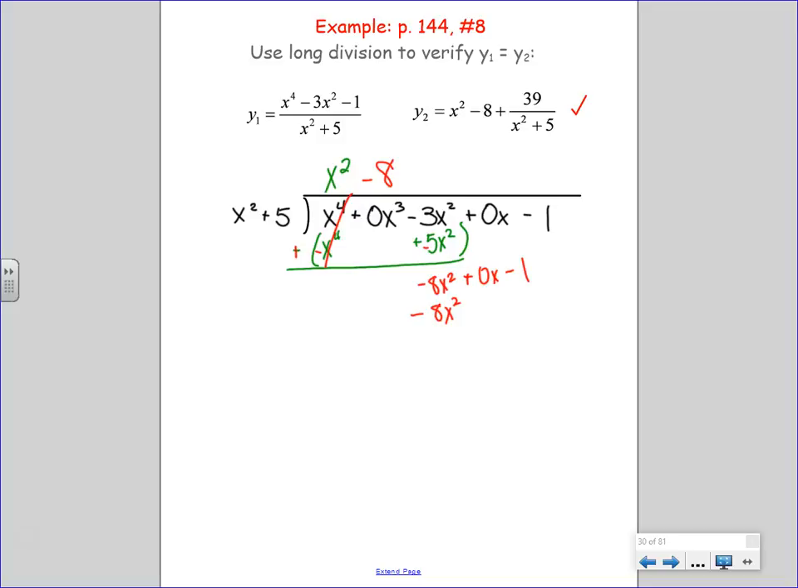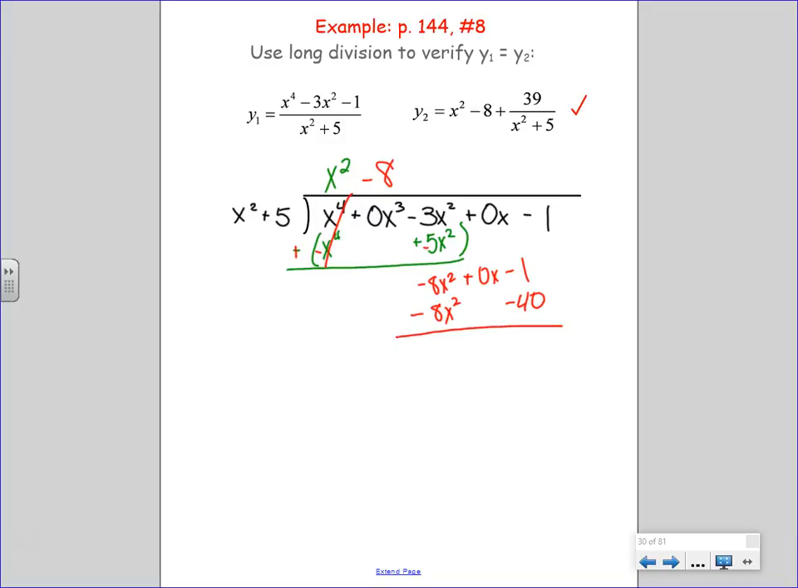Now I distribute, negative 8 times 5 is negative 40. So did I really need the 0x in this problem? Maybe not, but did I in the last one? To keep my places, yes, I did. So it just depends. We play it safe so that we can get it right every time. So we go ahead and put those zeros in, but sometimes they're not so necessary.